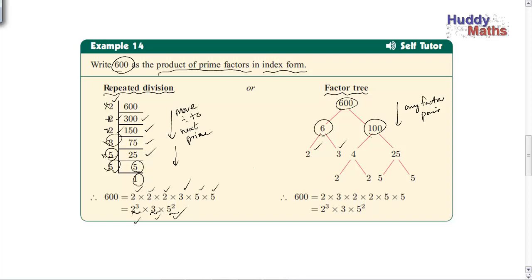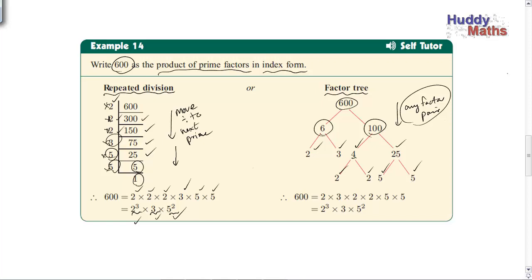100, what can you think of? 50 times 2 or 4 times 25? Doesn't matter which one, any factor pair, and you keep breaking it. So 4 is 2 2s. Can you go any further? No, they're both prime. 25 is 5 5s. Can you go any bit further? No, they're both prime. So you get the idea?